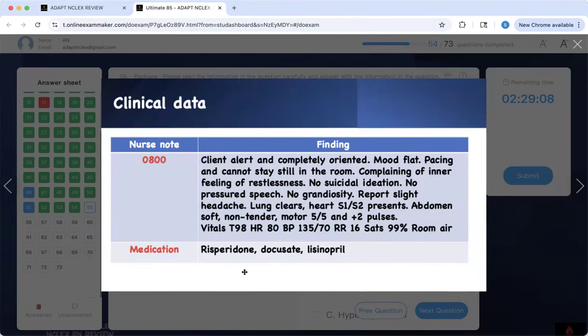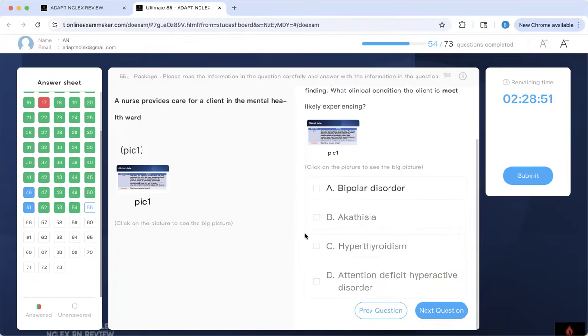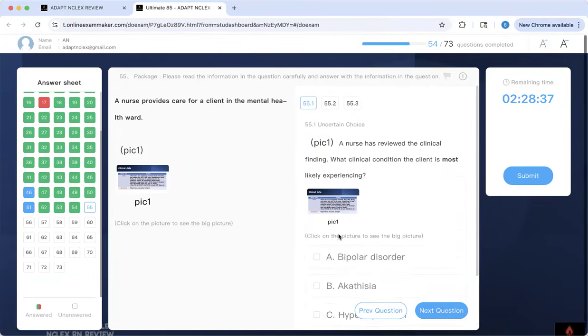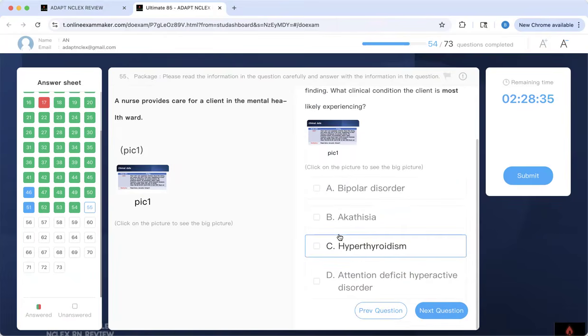I take risperidone, digoxin, lisinopril. All of a sudden, I'm pacing, I cannot stay still, inner feeling of restlessness. I have no suicide. I have no pressure speech. I have no grandiosity. What do you think? It is bipolar, akathisia, hyperthyroidism, or attention deficit hyperactivity disorder. This is what? What do you think? This is a bow tie question.